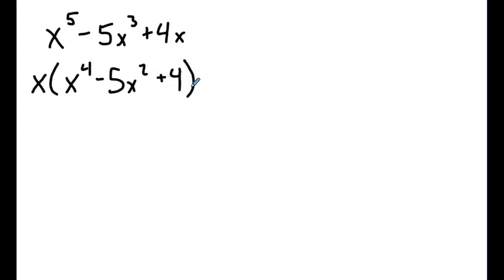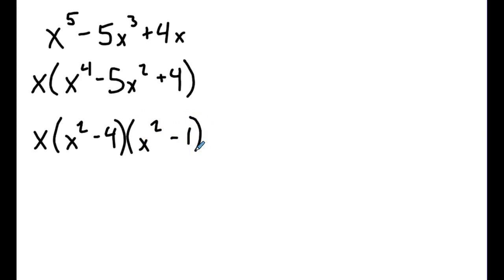Now we have a quartic. We're going to use ideas of quadratic factoring to break this down further. So we have our factor of x. We have x to the fourth minus 5x squared plus 4. We're looking for factors of 4 that when we add together give us a negative 5. Okay? So again, since this is positive and our b value is negative, we know both factors must be negative. Negative 4 times negative 1 is positive 4. Negative 4 plus negative 1 is negative 5. This is going to factor into x squared minus 4 times x squared minus 1.